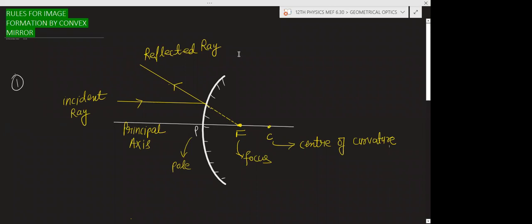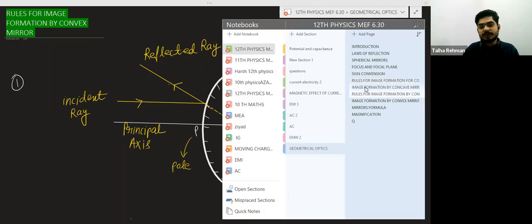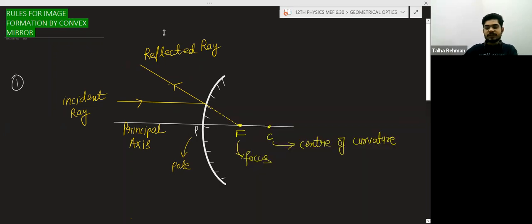Yes, sir. Okay, so in the last class we just completed image formation by the concave mirror. After that we are now discussing the rules for image formation by the convex mirror. For the convex mirror, the first rule is this: when a ray of light is parallel to the principal axis of a convex mirror, after reflection, this is the reflected ray. When the reflected ray is produced backward, it will meet the focus on the principal axis like this. This is the first rule.